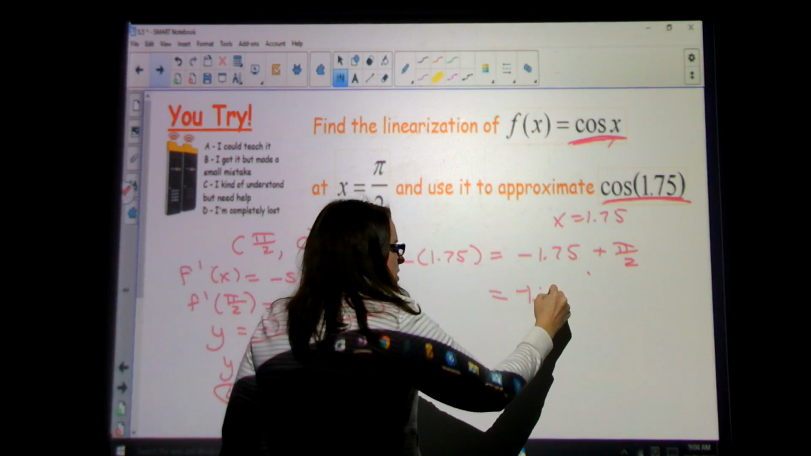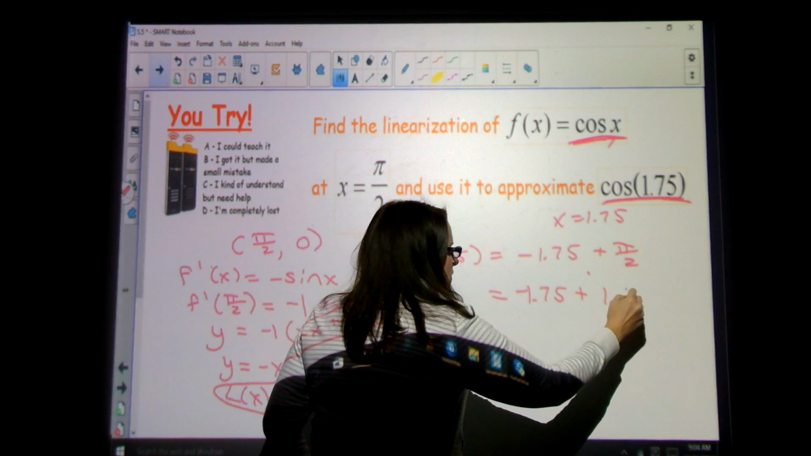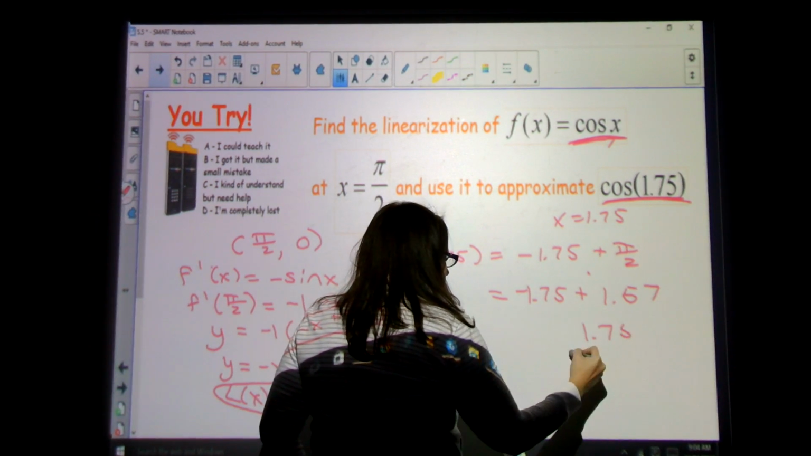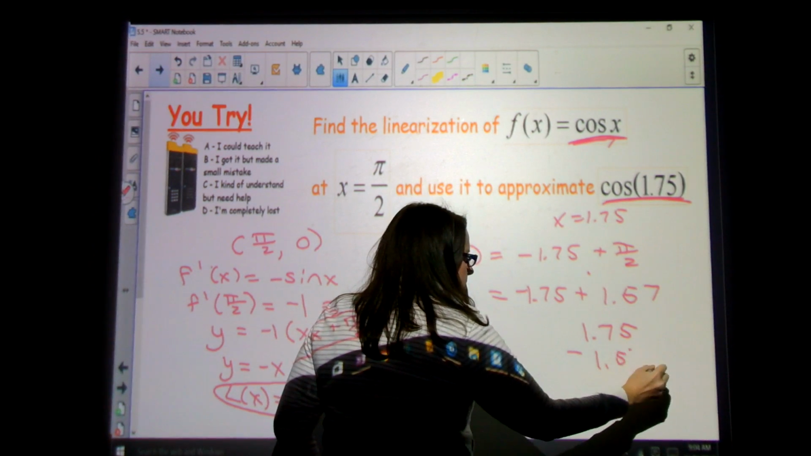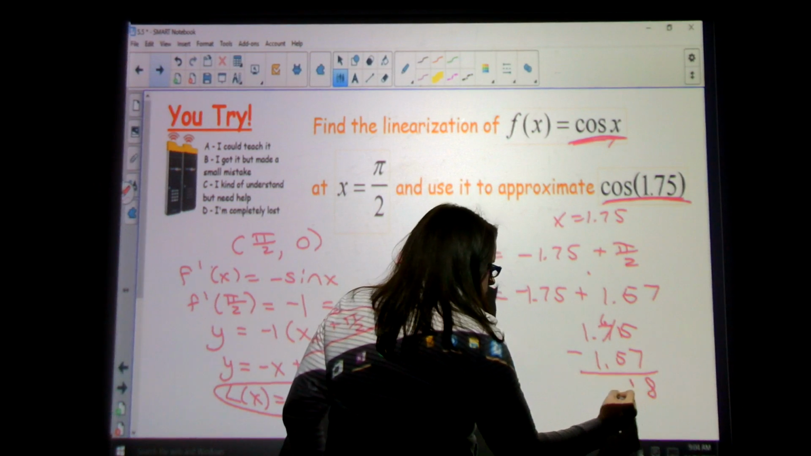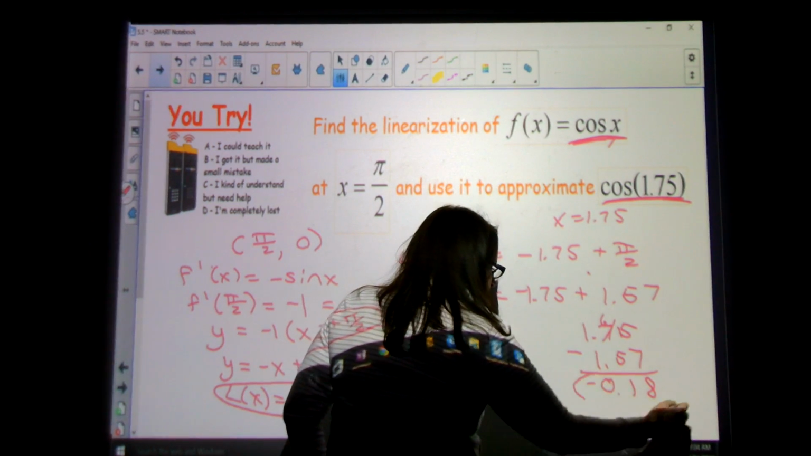So negative 1.75 plus 1.57. Signs are different, so you're really subtracting them, knowing it's going to be a negative number. Negative 0.18.